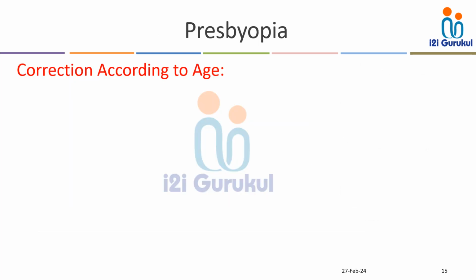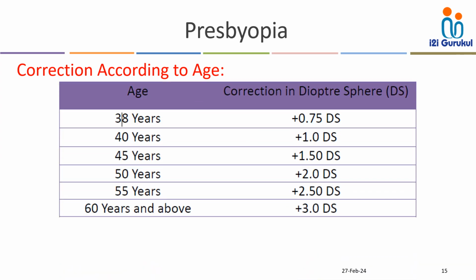At what distance the power is required. Now coming to the correction of presbyopia according to the age. In this table, on the left side I have mentioned the age groups, and the correction required in diopters is on the right side. At the age of 38 years, which we can call pre-presbyopia, they require plus 0.75 diopter, and at the age of 40 they need plus 1 diopter, at 45 plus 1.5 diopter. At the age of 50 years they require 2 diopter, and at 55, 2.5 diopter. At the age of 60 and above, the presbyopic patients require plus 3 diopter.